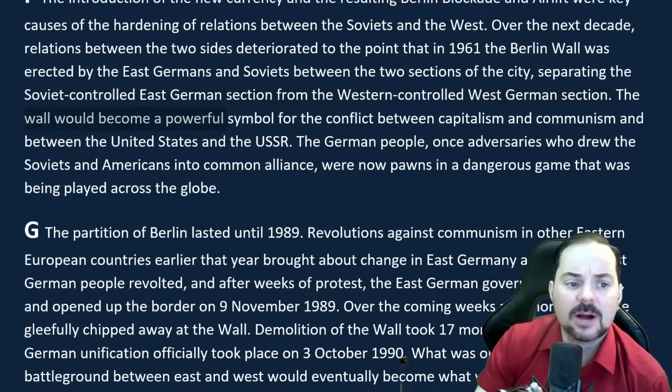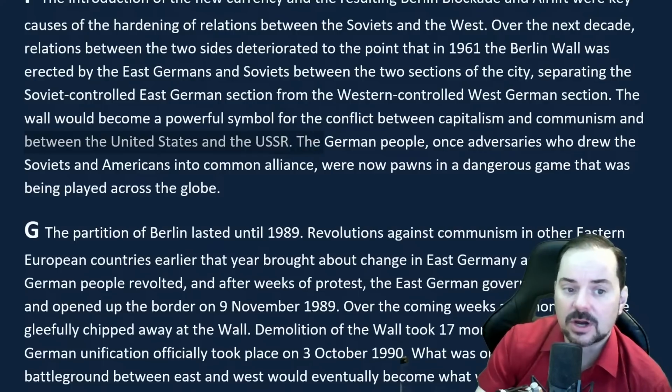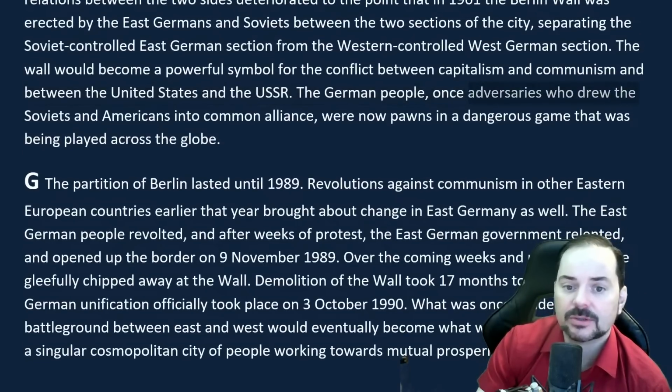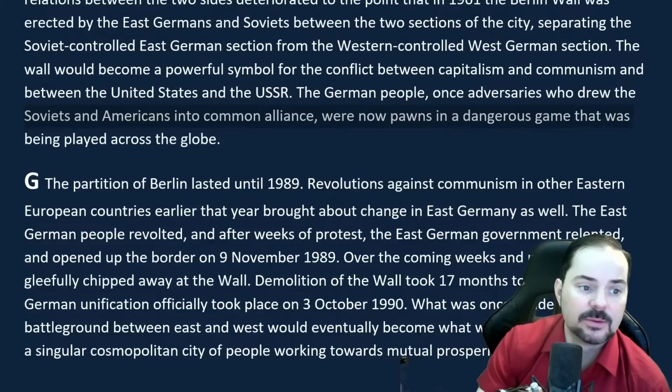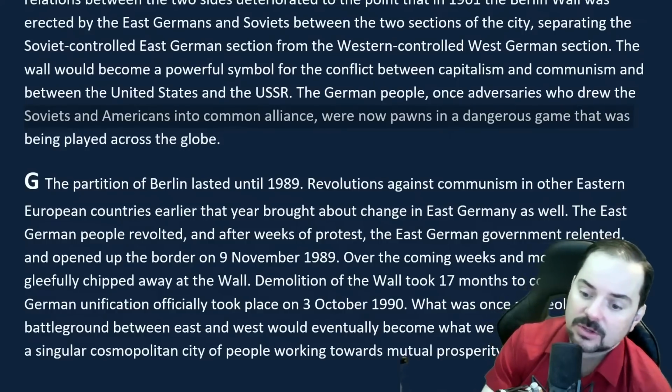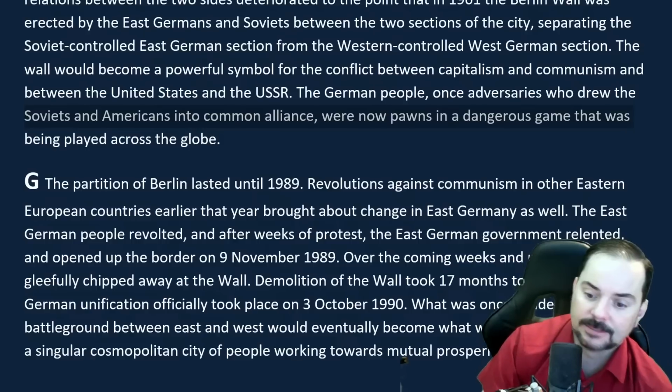The wall would become a powerful symbol for the conflict between capitalism and communism, and between the United States and the USSR. The German people, once adversaries who drew the Soviets and Americans into common alliance, were now pawns in a dangerous game that was being played across the globe. Okay.